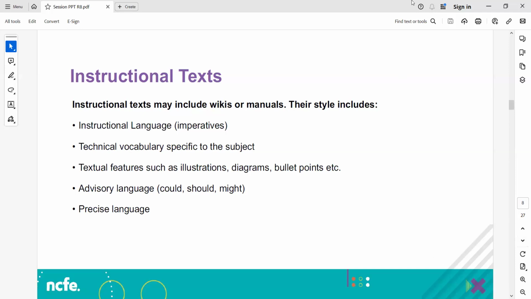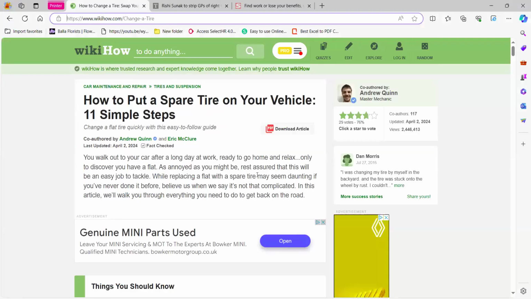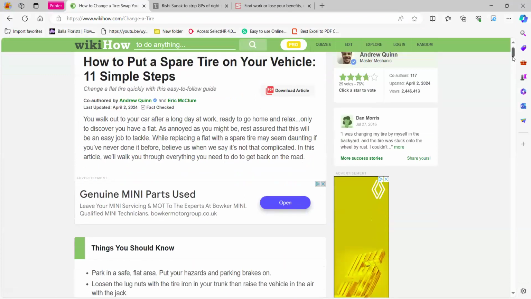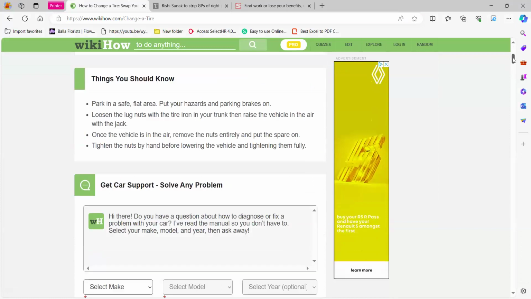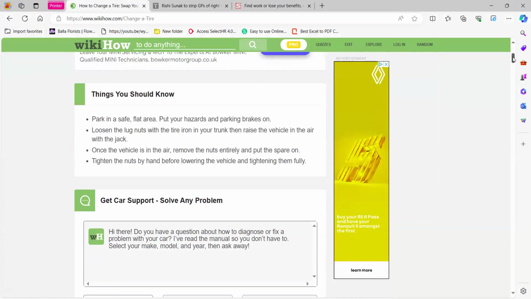We can have a look at a wiki, which is instructional. So this one is how to put a spare tyre on your vehicle. 11 simple steps. So let's just move down. So we've got some things you should know to start with.